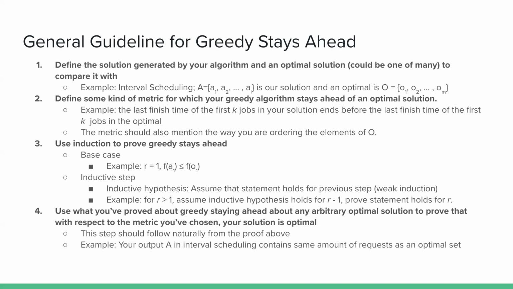And then finally, what Evan was talking about is that's not enough. Once you've proved that greedy stays ahead, it doesn't really mean anything until we prove that greedy staying ahead of an arbitrary optimal solution implies that our solution is also optimal. It should usually follow pretty naturally if you've chosen a good stays ahead metric. In this case, it's going to follow very naturally that the set A is at least as optimal as O.